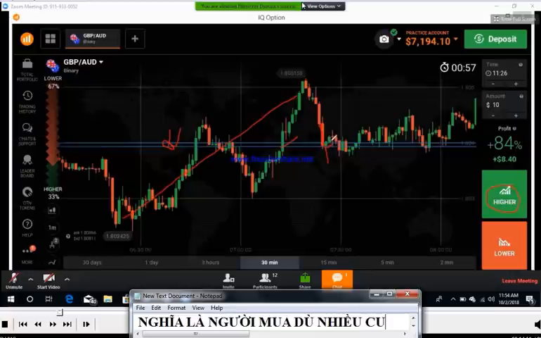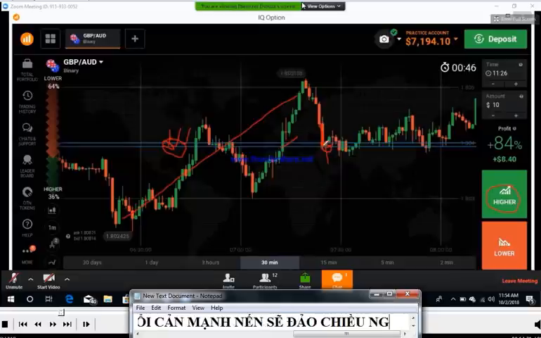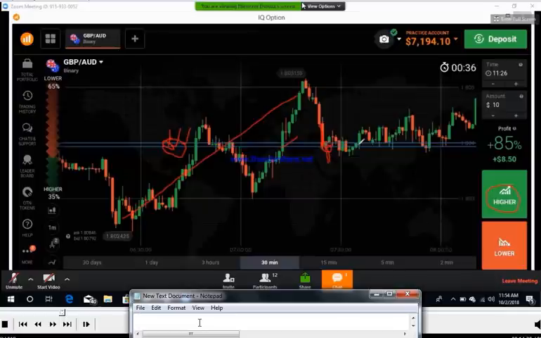It means it's better to avoid trading at this area, because by this point we can trade with the higher option, and by this point we can trade with the lower option. So we can't take any decision after this candle. But this is a very strong candle. When the market closes below the level, it means it will reverse. 90% of the time it will reverse, because this is a strong level.